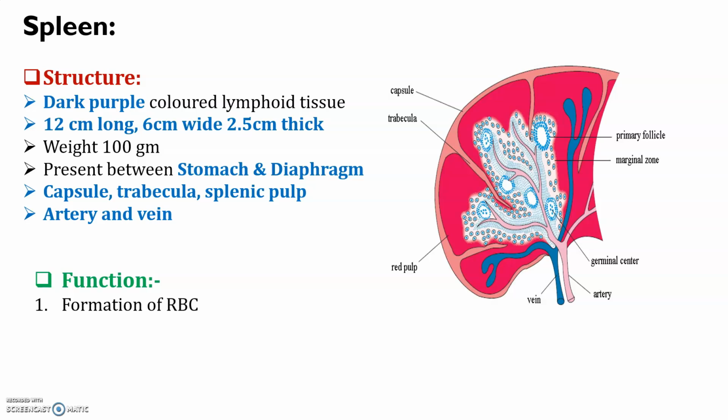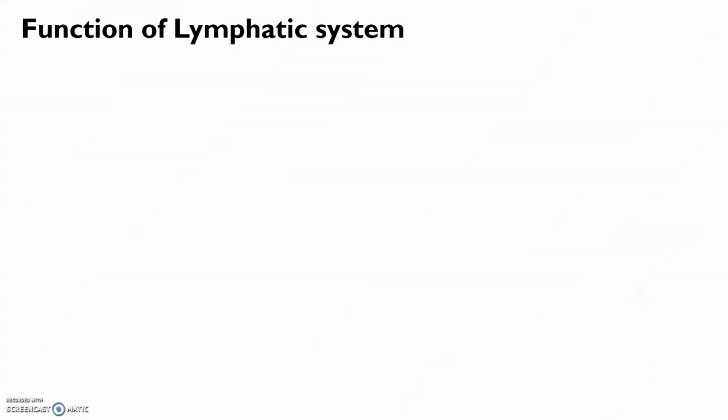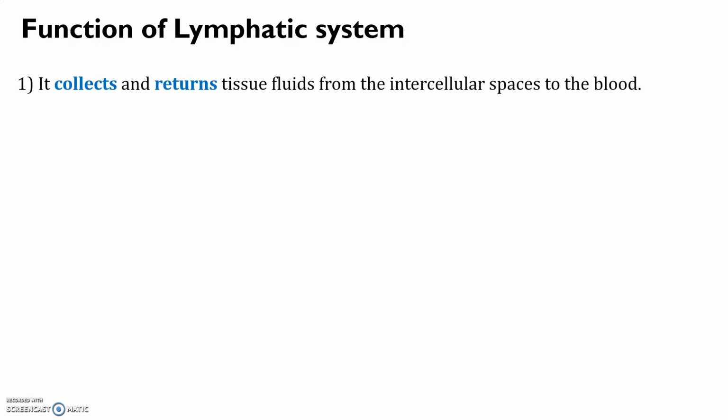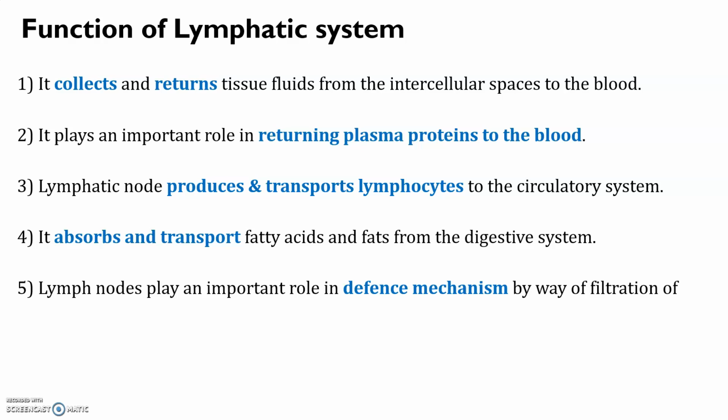Now, what are the functions? Formation of RBCs, storage of blood, and production of antibodies, which are very important functions of the spleen. It also acts as a reservoir of blood. Now the next point is, what are the functions of the lymphatic system? In exams, frequently asked questions are like write the functions or enlist the functions of the lymphatic system. Here are the different functions of the lymphatic system.